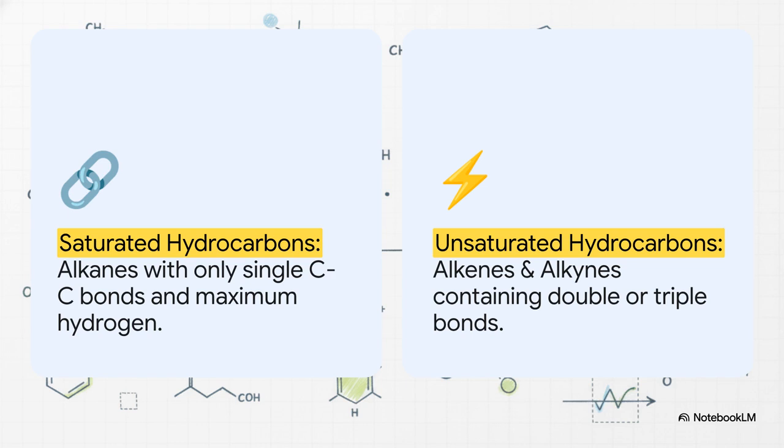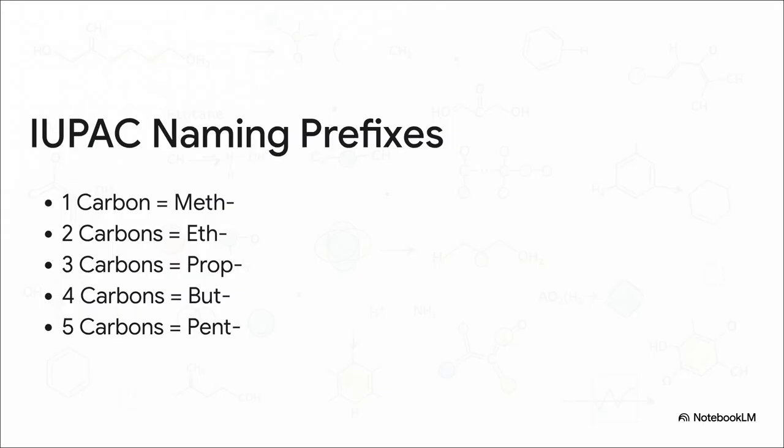Now, on the right, we have unsaturated hydrocarbons, your alkenes and alkynes. Because these feature double or triple carbon bonds, they actually have to sacrifice potential hydrogen atoms just to form those extra links between the carbons. To successfully navigate this highway, you absolutely have to know the street signs. And in our case, those are the universal IUPAC naming prefixes. It's a structural skeleton you just need to memorize.